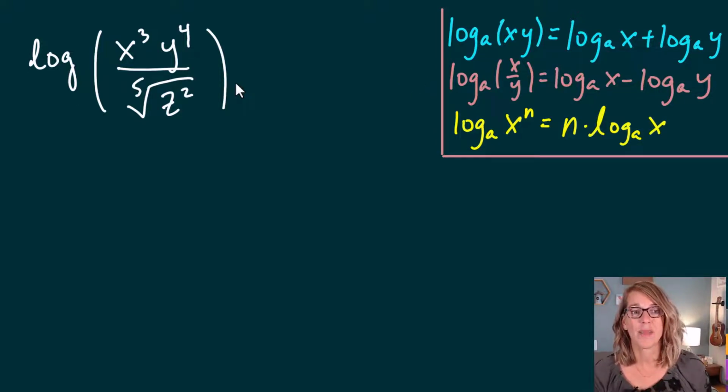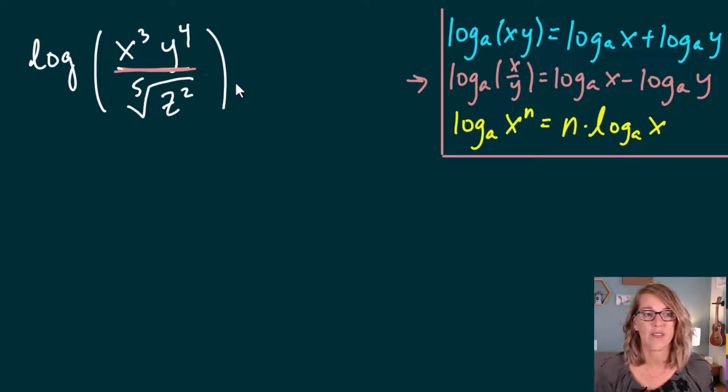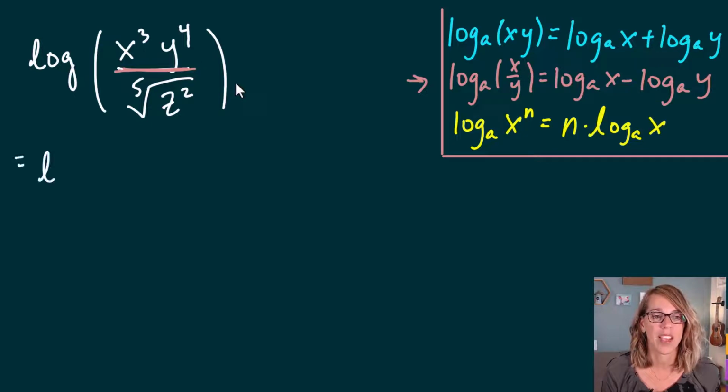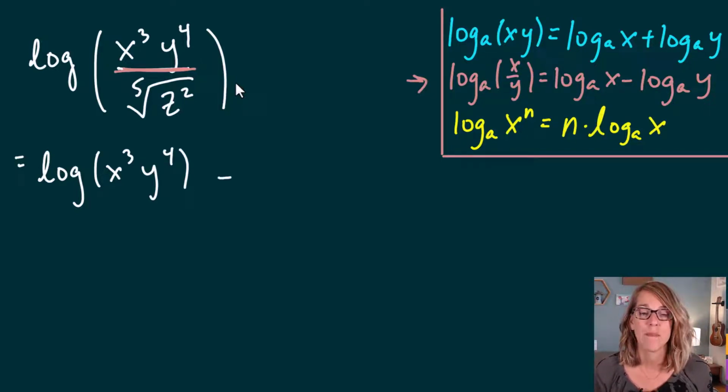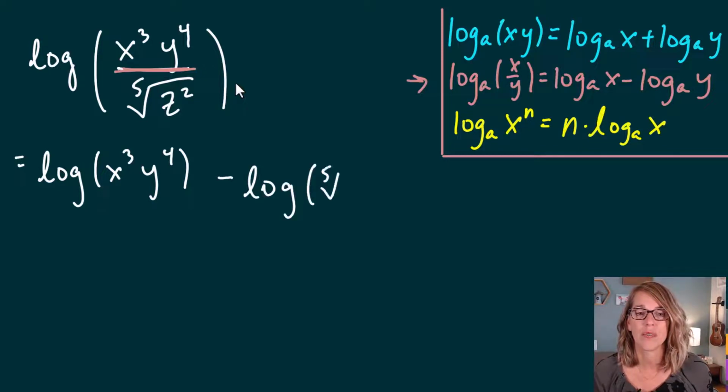Overall, inside this logarithm, I have a fraction. I've got something divided by something. So I'm going to use that second property first. As I break this up, I get the log of the numerator, so log of x cubed y to the fourth. Notice we've got that product inside that we're going to need to deal with, minus log of the denominator, which is the fifth root of z squared.